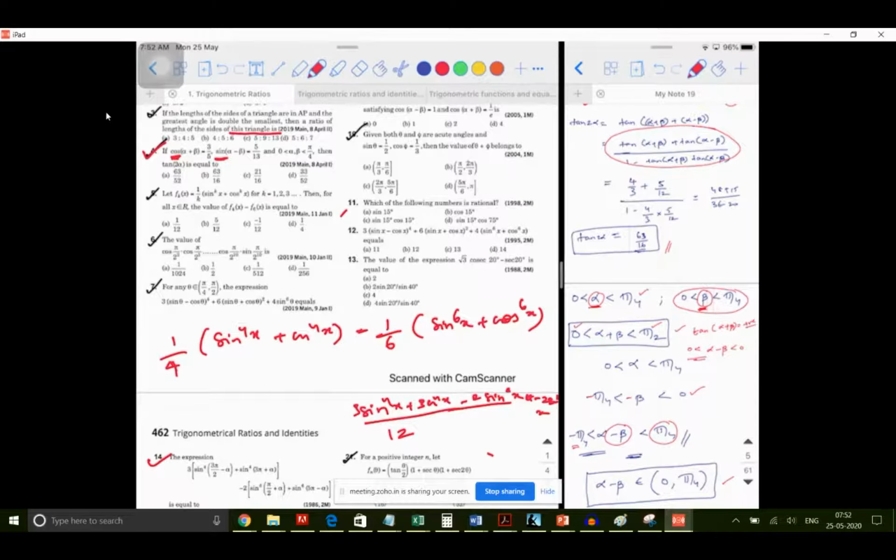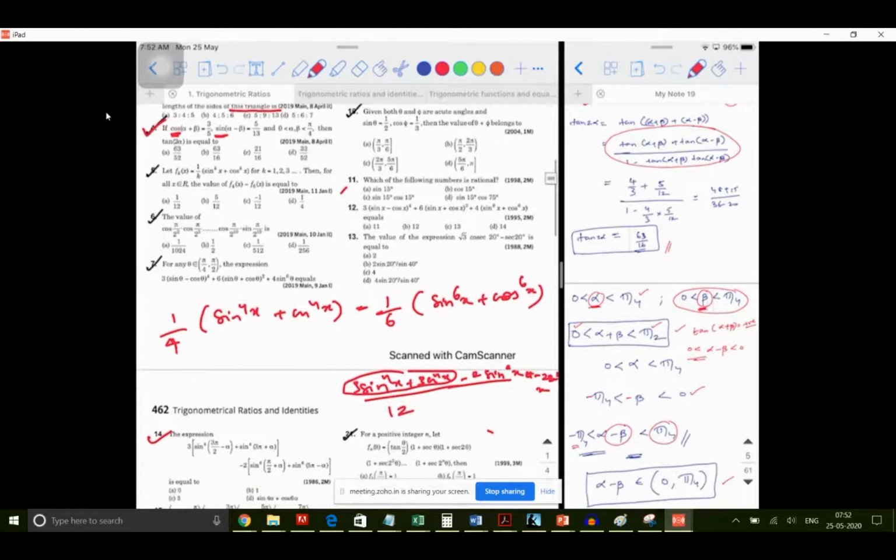Yes, sir. Okay, then my question is, how did you eliminate this? This is what I'm more concerned about. You can group the sine terms, sir. You can take sine power 4x common. Then you will get 3. Oh, you took it like that. Okay.